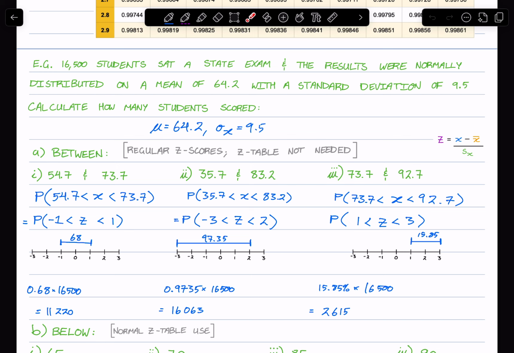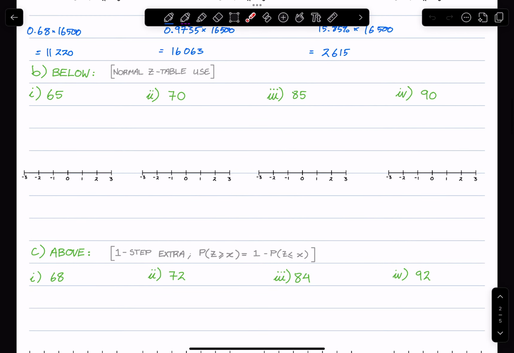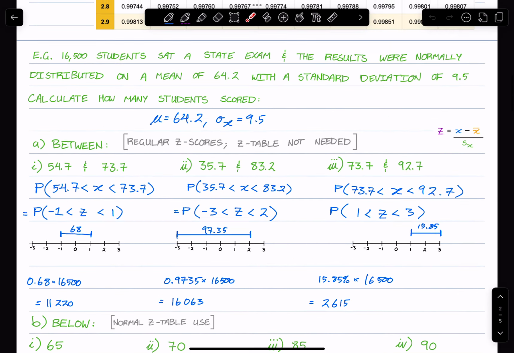In the previous video, we saw this notation being applied to the regular plus minus 1, plus minus 2, and plus minus 3 Z-scores. This is something we should already be very familiar with by now. But now let's actually go into the use of the Z-score tables. So here we go. It's the same set of information: 16,500 students, a mean of 64.2, standard deviation of 9.5.